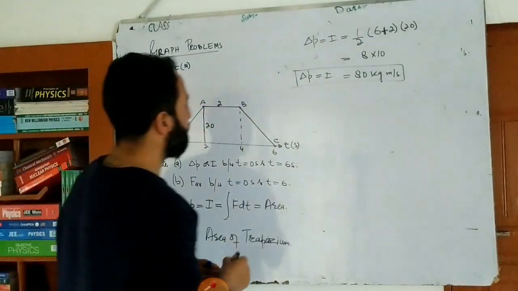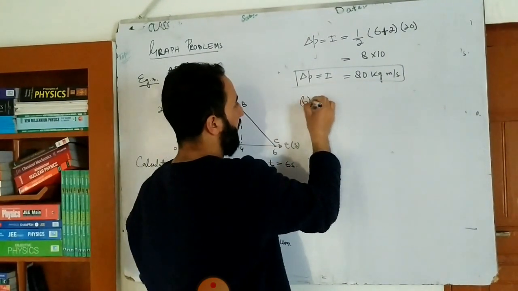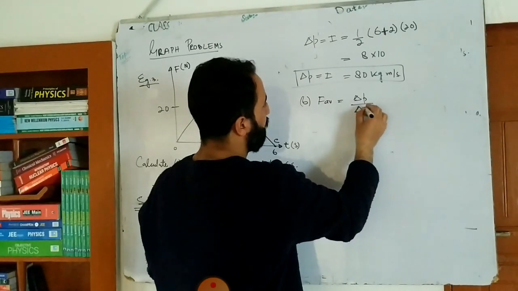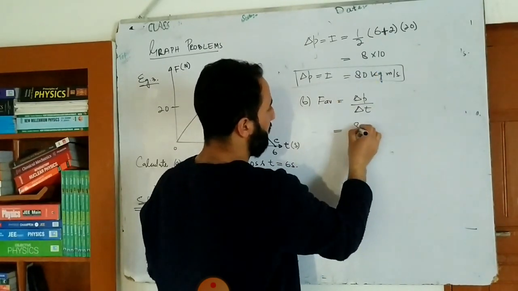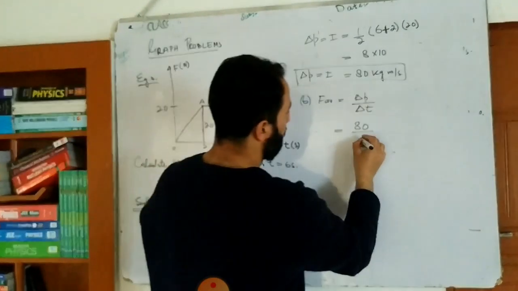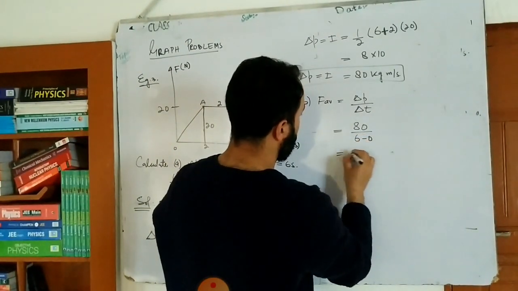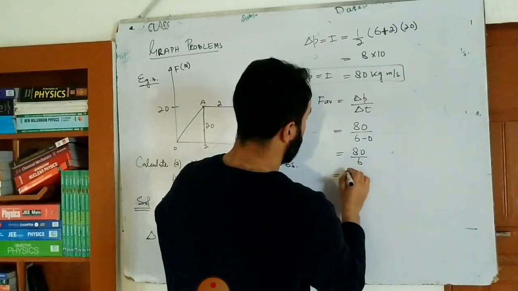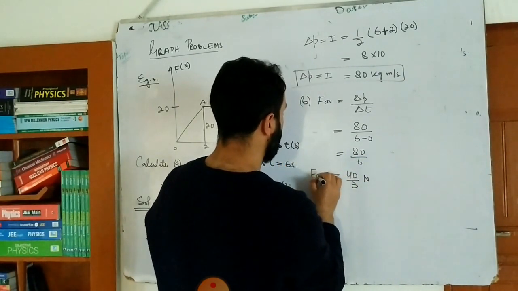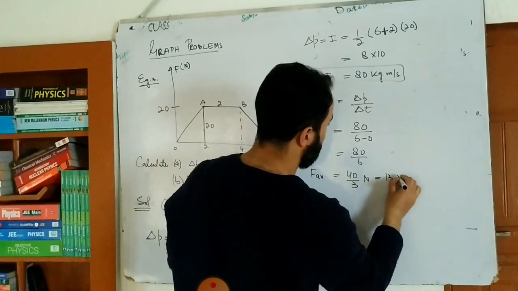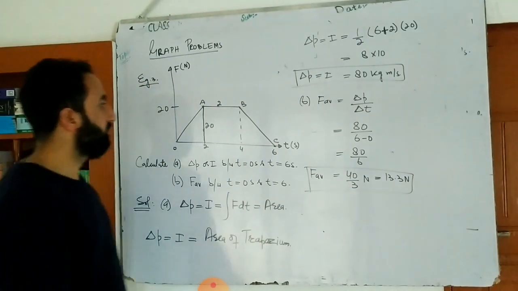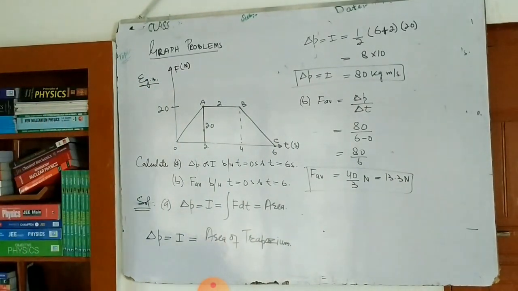So next part is the D part. We have to calculate average force. Average force is simply delta P divided by delta T. Delta P calculated is 80, divided by delta T, which is 6 minus 0, that means equal to 6. So it's equal to 80 divided by 6, or 40 divided by 3 Newton. So here is the answer. Or you can also write it as 13.3 Newton. Easy problem. No rocket science in it.